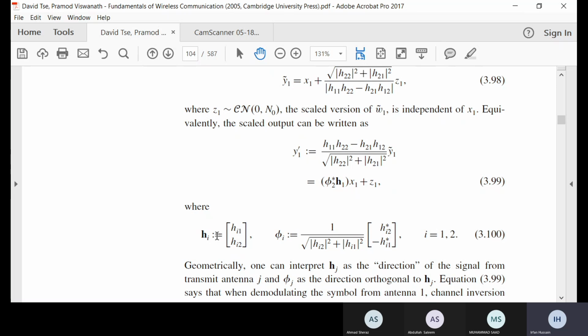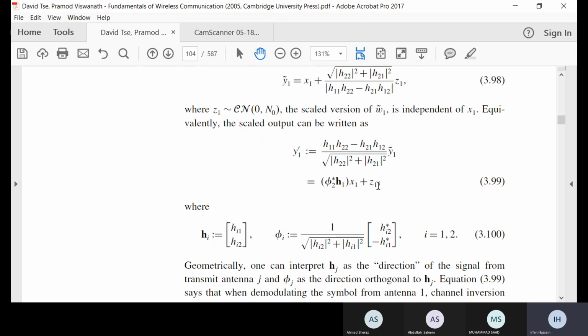H1 is a vector from the first antenna to the two antennas of the receiver. H2 will be a vector from the second antenna to the two antennas of the receiver. This will be h1 and h2, and we are just discussing here with respect to h1. So I can say this is the dot product of h1 with phi 2. And what is this phi 2 vector? Phi 2 will be h22, h21. If you multiply the conjugate of this with h1, you will get this thing.